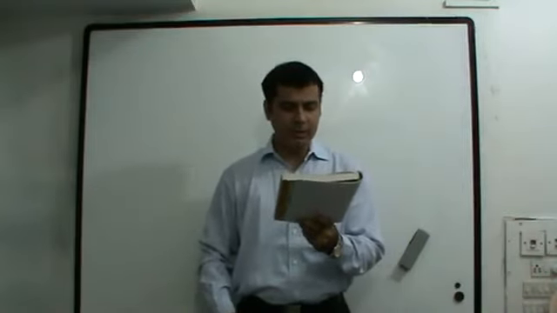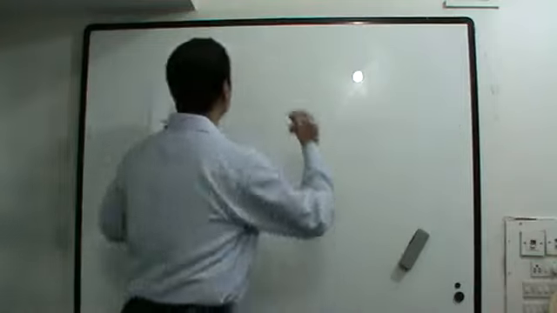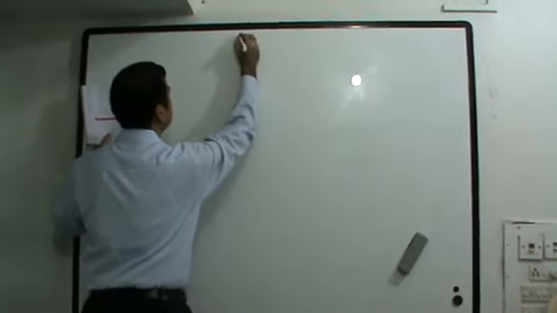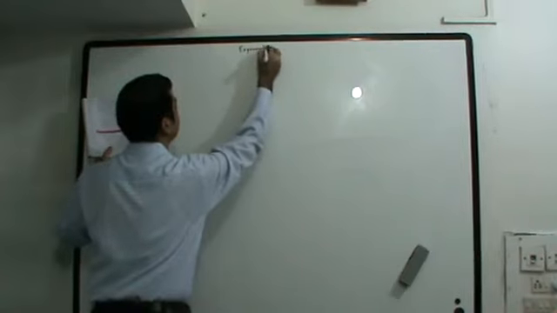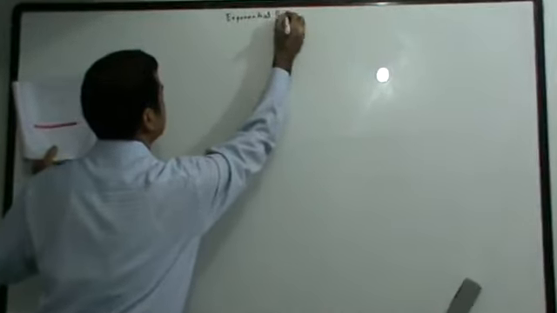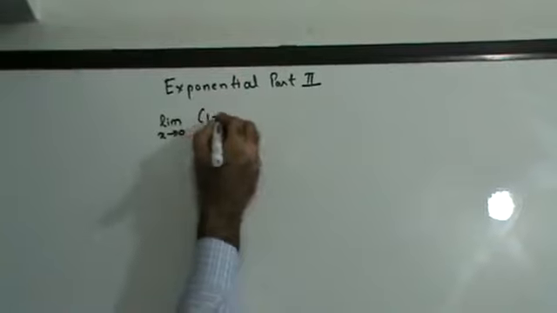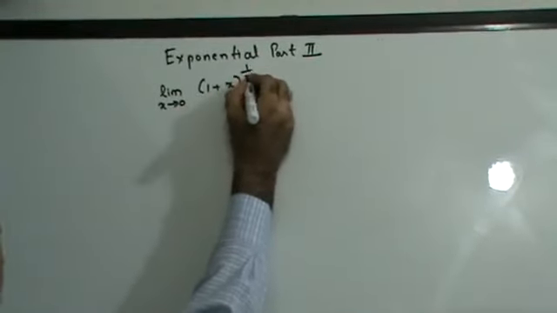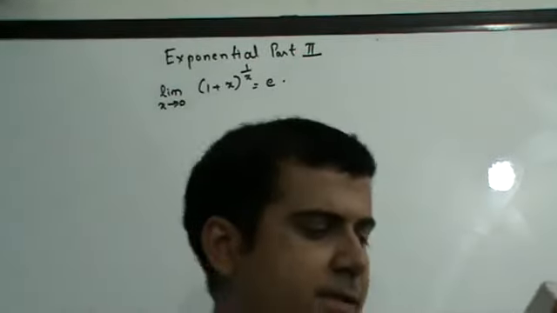Okay, now we'll start with the next type, which is called the exponential part 2. Now what is different here? Here you will be using, again we are doing exponential part 2. Now let's see this. The formula that you will use here is limit of x tends to 0, (1 plus x) raised to 1 upon x is equal to e. Okay, now let's see this.